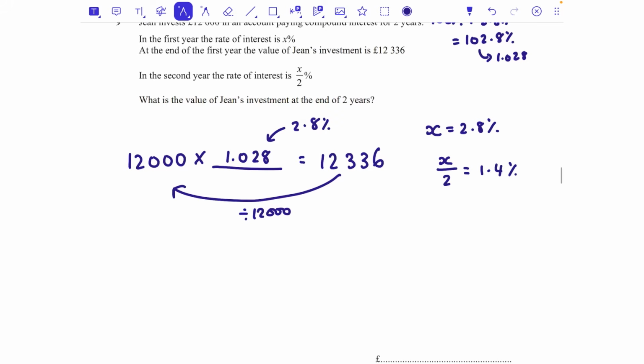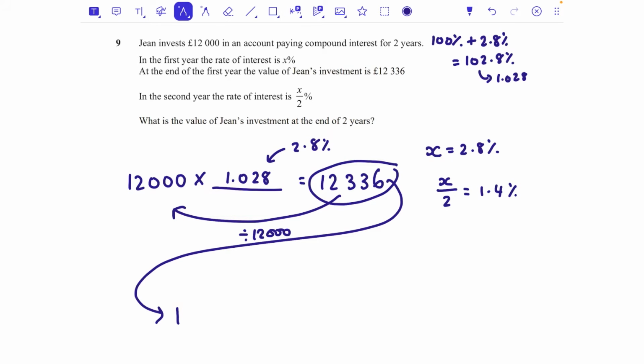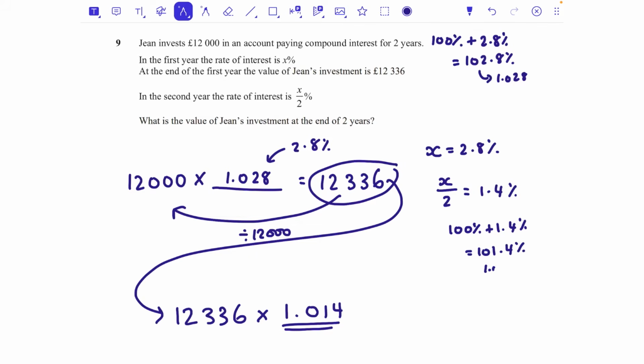So now in the second year, because it's compound interest, we're going to take the money she had at the end of the first year, 12,336, and we're going to times it by 1.014, because this time she's not getting 2.8%, she's only getting 1.4%. So if I do 100%, add on 1.4%, that is 101.4%, which as a decimal is 1.014, and that's where I'm getting that number from.